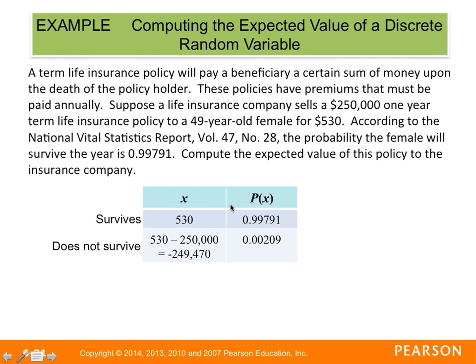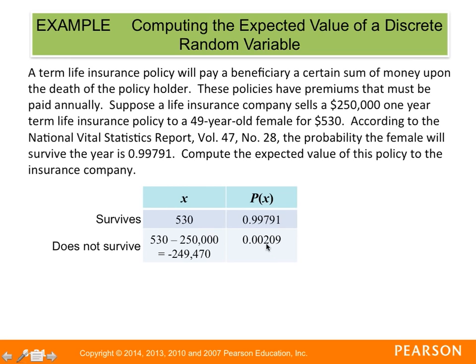Now, the probability that she doesn't survive the year is going to be 1 minus whatever this was, because together, if you recall, these have to equal 1. So if we add them up, they have to be 1. If you're missing one of them, you take 1 minus that value. So in your calculator, if you do 1 minus 0.99791, you're going to get this value right here, 0.00209.